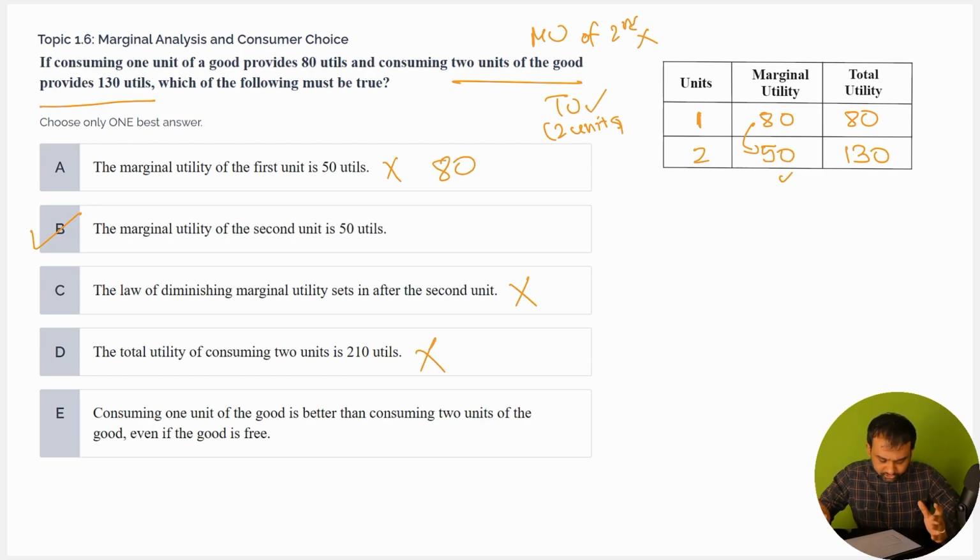Lastly, consuming 1 unit of the good is better than consuming 2 units of the good. The way you should be looking at it is, does consuming 2 units of a good give me a higher total utility than consuming 1 unit of a good? As we can see, 2 units consumption gives you 130 utils, 1 unit gives you 80. That tells you you are better off by consuming 2 units rather than 1. So therefore, this is also incorrect.